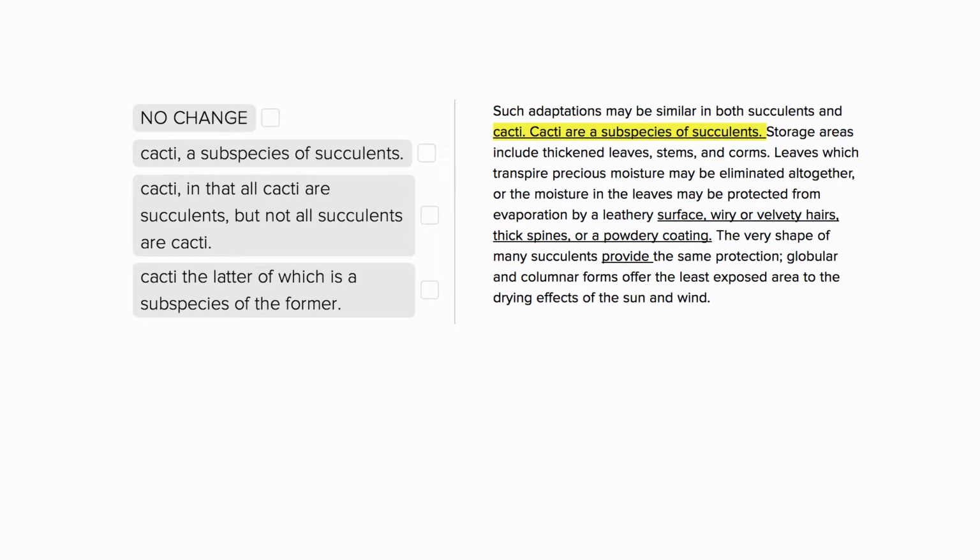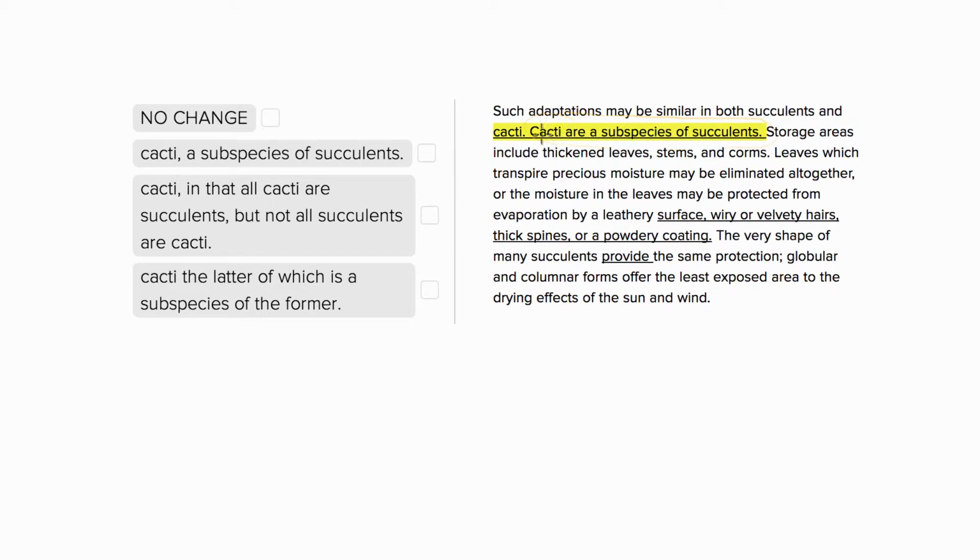This is the real Tom Rose, and we're dealing with a punctuation question and a meaning question here. So in the original sentence, which appears to be fine, we have "adaptations may be similar in both succulents and cacti." And then there's a second sentence, "cacti are a subspecies of succulents." The only thing strange about this is it seems like this sentence is completely unnecessary.